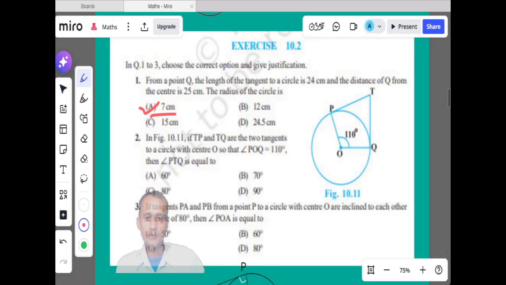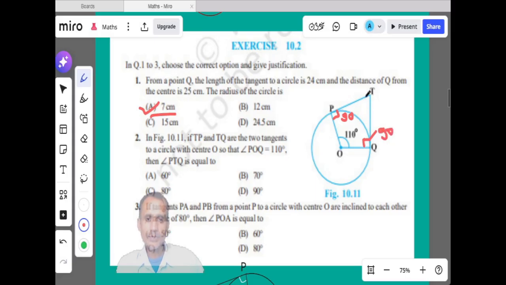Now we go to question number 2. So this is a very simple question. From point T, two tangents are drawn, TP and TQ. And at the center, this arc subtends an angle of 110 degree. So this angle we know how much it would be. Tangent is perpendicular to the radius at the point of contact. So both these angles are 90 degree. So this is 90 degree and this angle is also 90 degree.